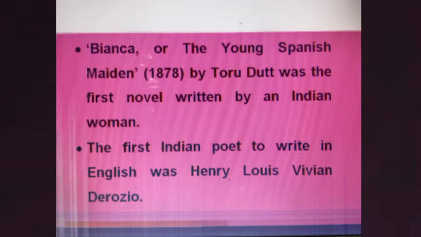Bianca, or the Young Spanish Maiden, published in 1878, written by Toru Dutt, was the first novel written by an Indian woman. So the first novel written by an Indian woman was Toru Dutt's Bianca, or the Young Spanish Maiden. The first Indian poet to write in English was Henry Louis Vivian Derozio. So the first Indian English poet was Henry Louis Vivian Derozio.